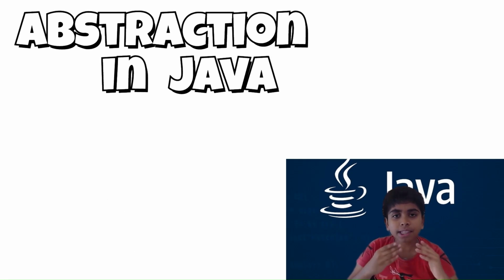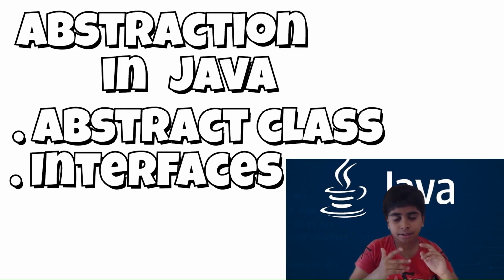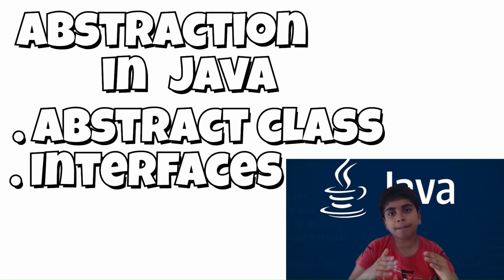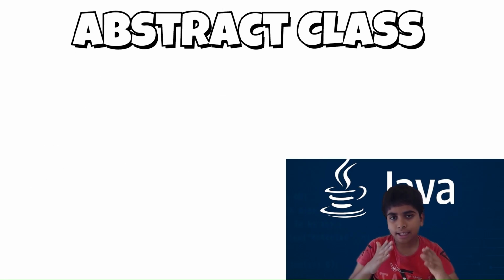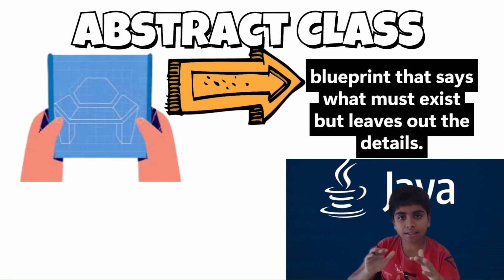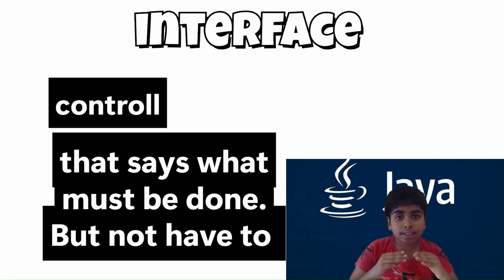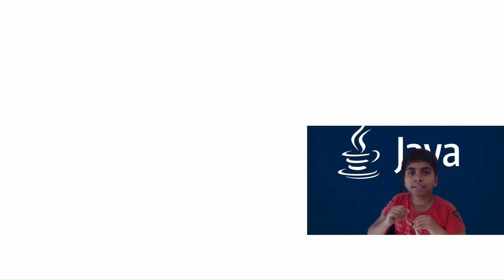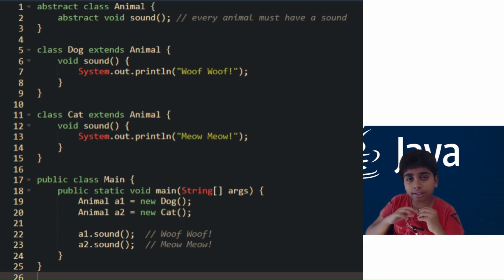Abstraction in Java. In Java, we use abstraction mainly with abstract classes and interfaces. There are two concepts, abstract class and interface. But don't get scared of the big words. Think of them like this. Abstract class, a blueprint that says what must exist but leaves out the details. Interface, a contract that says what must be done but not how. Let's look at a simple example with animals. So here is the code. Take a moment and look at that.